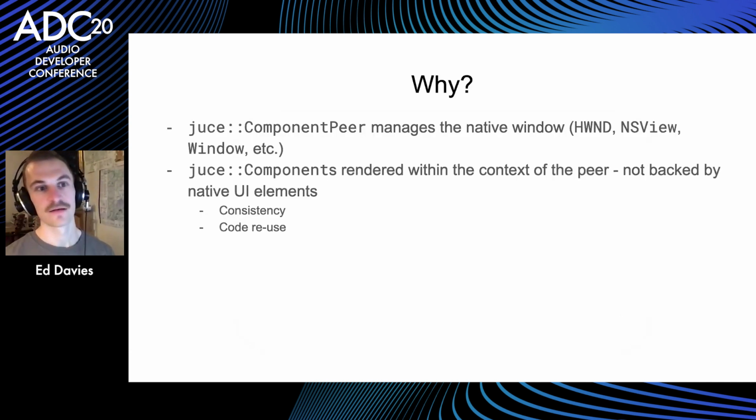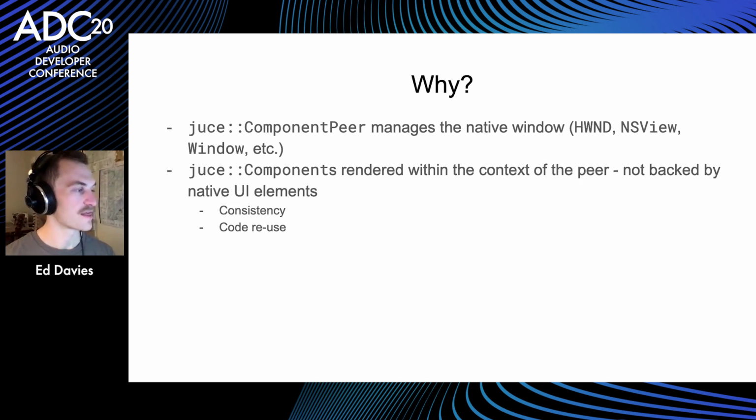So why is that? The reason is because of the ComponentPeer class that we mentioned earlier. So ComponentPeer manages the native window, which on Windows could be an HWND, so window handle. On macOS, it'll be an NSView. On X11, it'll be a Window class. And all of the actual JUCE components, and so our main component that does all the background painting and all of our button and our label, they're rendered within the context of that peer, and they're not backed by any native UI elements. So the operating system has no idea that they exist.